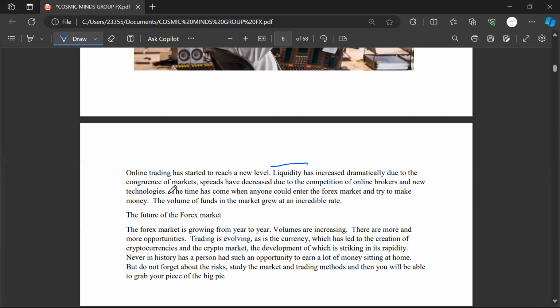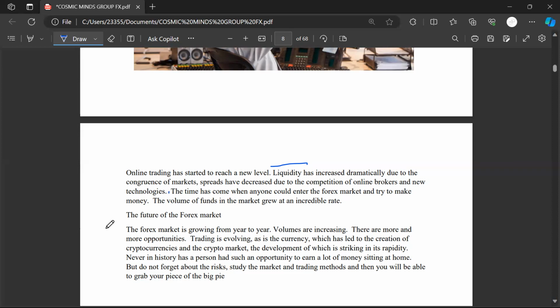Now, the volume of funds in the market grew at an incredible rate. So the forex is actually a platform where different big institutions, in fact countries, have their funds there transacting and making money, right? So with this huge volume, you can engage in these things, and you can also profit from these transactions. Let's take a closer look at this.